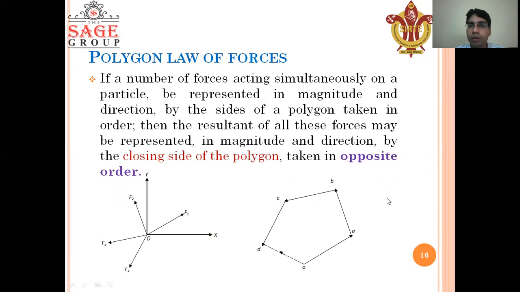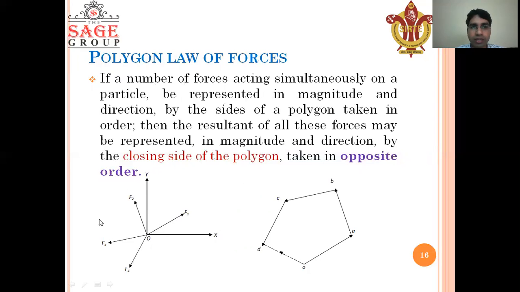Now the polygon law of forces. If a number of forces acting simultaneously on a particle are represented in magnitude and direction by the sides of a polygon taken in order, then the resultant of all these forces may be represented in magnitude and direction by the closing side of the polygon taken in opposite order. So this is the statement of the law of polygon of forces.